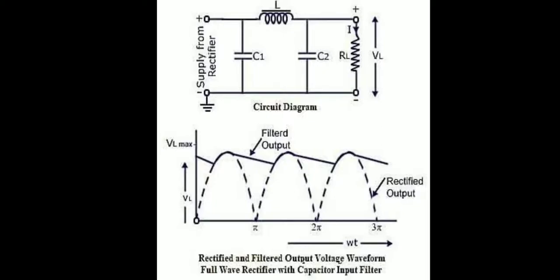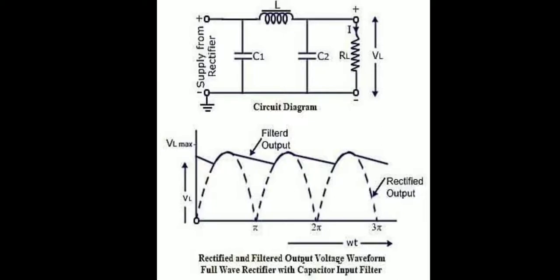Now last one is the CLC or pi filter. This we have already discussed. Now again see some points about this. This diagram is shown in front of you with the combination of CLC, 2 capacitors and 1 inductor. It consists of 1 inductor and 2 capacitors connected across each end. The 3 components are arranged in the shape of the Greek letter pi. That's why it is also called a pi filter.